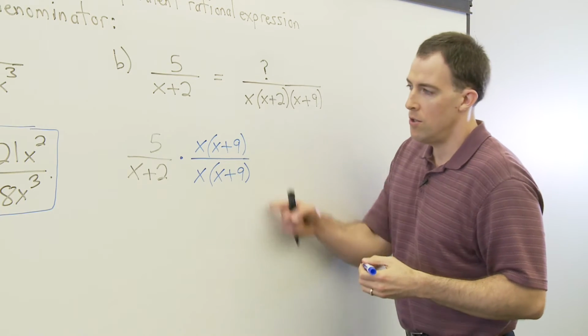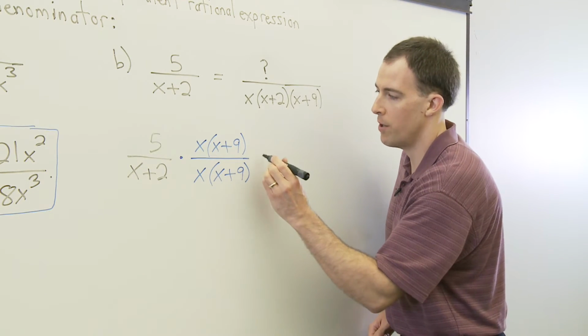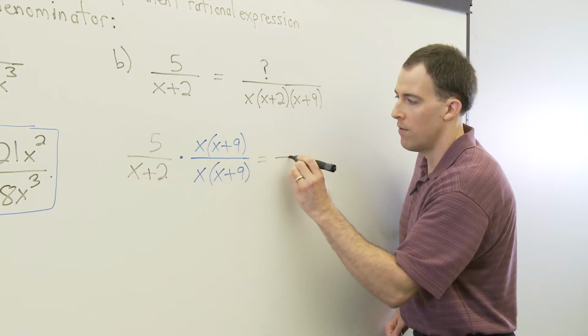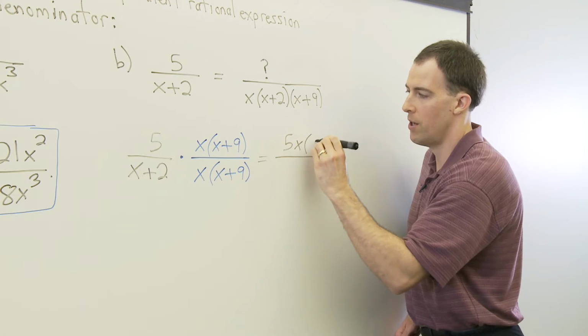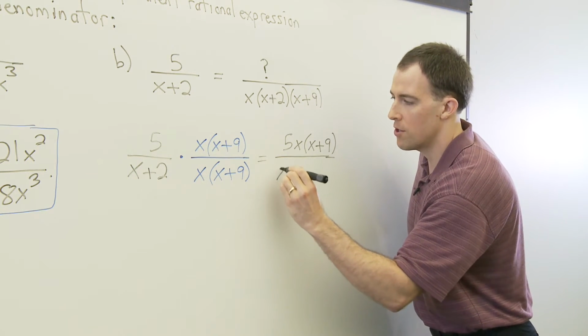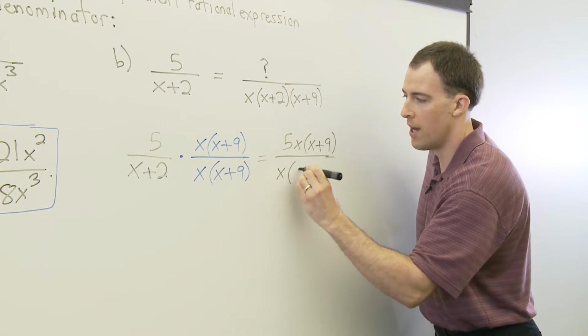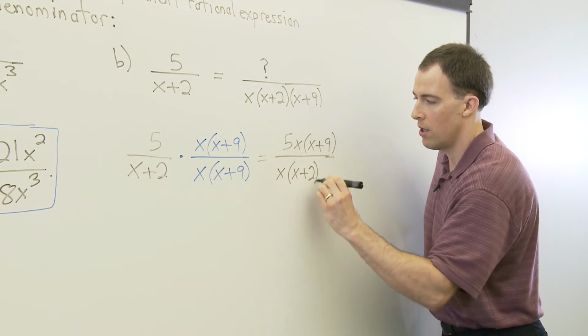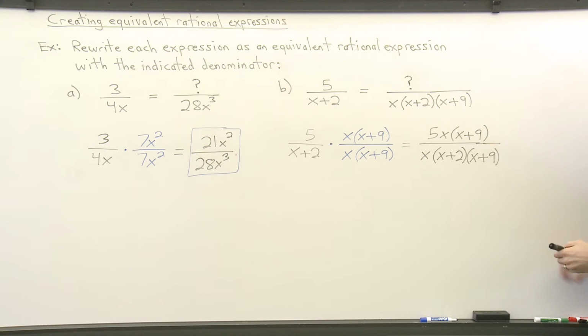So multiply the numerator and denominator of the 5 over x plus 2 fraction by x times x plus 9, and that will give us 5x times x plus 9 over top of, let's just write the x first to make it look like our desired denominator. So x times x plus 2 times x plus 9. And we can leave it right there.